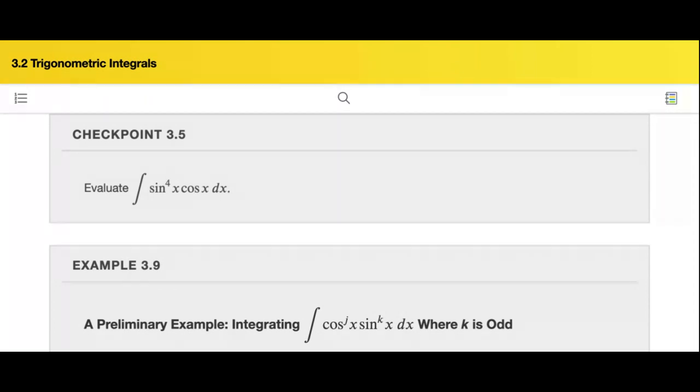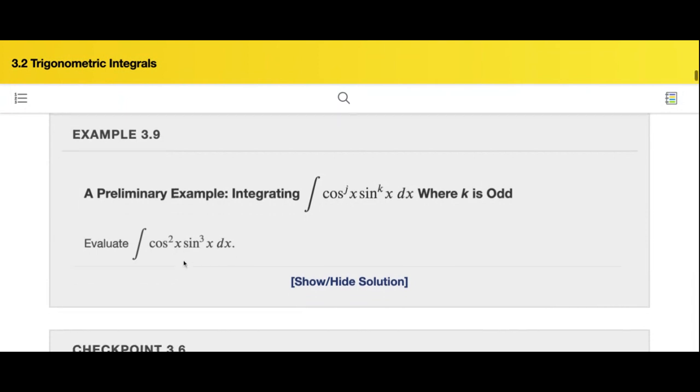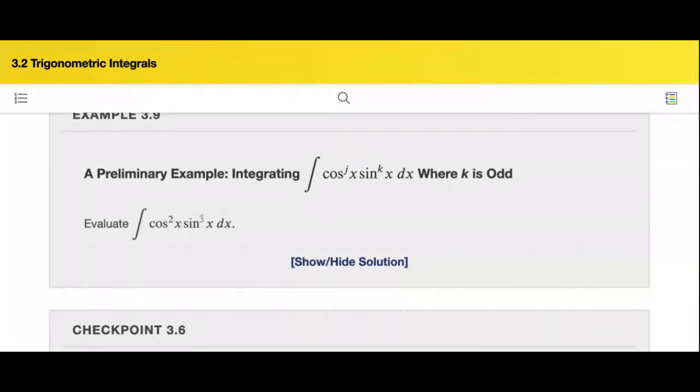All right. Okay, good. So now, this one would be good if we have sine and cosine both in the integrand, and one of the exponents is 1, so that's the easy integration. But what if we have both raised to a certain power? Let's see this one, Example 3.9. So cosine is being squared, and sine is being cubed. Now we have to do something.